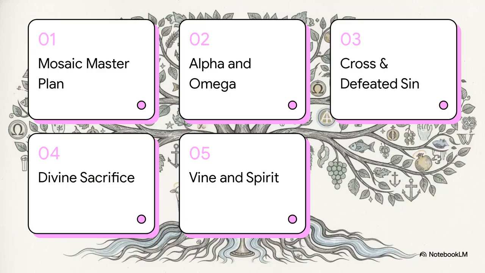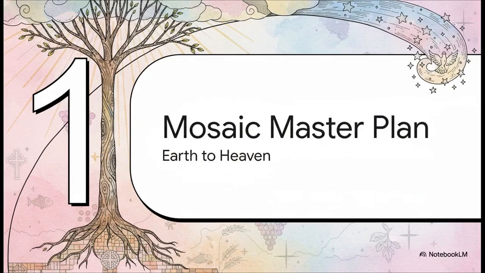So, to make this complex theology easy to grasp, here is our agenda. First, the mosaic's master plan. Then, the Alpha and Omega. Third, the cross and defeated sin. Fourth, the divine sacrifice. And finally, number 5, the vine and the Spirit. All right, Section 1, the mosaic's master plan, Earth to Heaven.